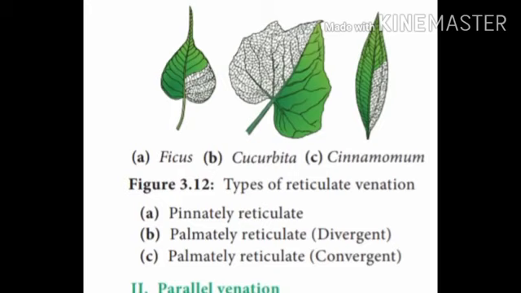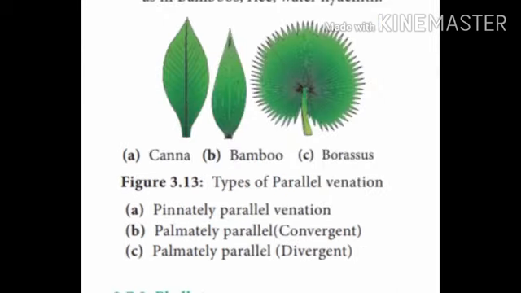Now we'll move on to pinnately. What is pinnately? Here the veins are parallel to each other. They are not a network. You can see in the picture they are very much parallel. The first one is pinnately parallel venation. The second one is pinnately parallel convergent. All are joined to the tip.